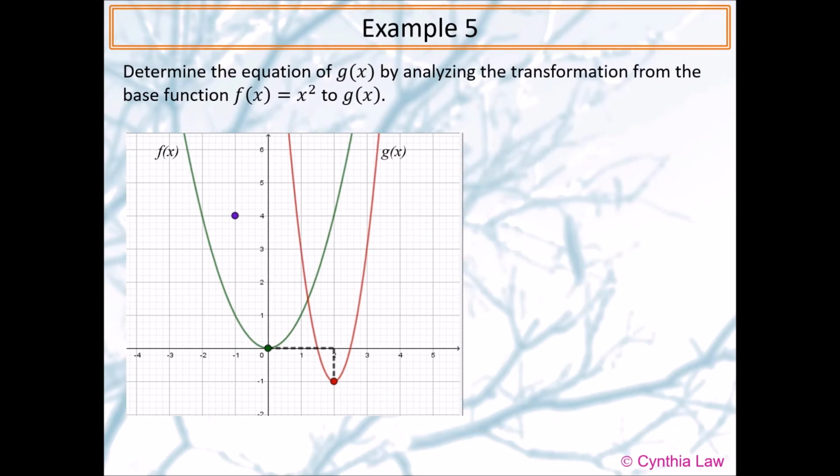Now let's pick one more point from g of x and work backwards. So let's choose the point 3, 3.